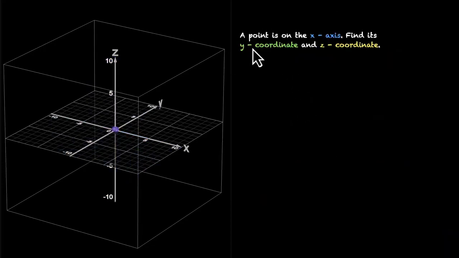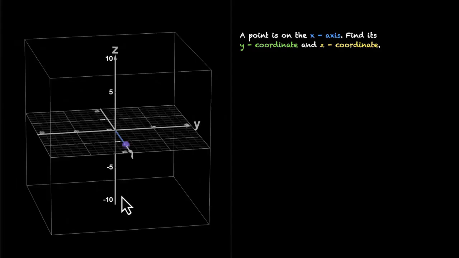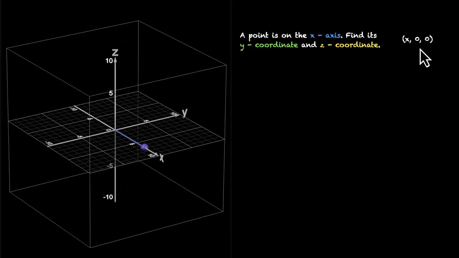Here's the first one. A point is on the x-axis, find its y coordinate and z coordinate. Think about it. If the point is on the x-axis, this means it's not moving along the y or z axis. So there is no movement along the y-axis or along the z-axis. This means that the coordinates will look something like this: x, 0, 0: 2, 0, 0; 5, 0, 0; minus 3, 0, 0. These two will stay 0 because we have no movement along these two coordinates.